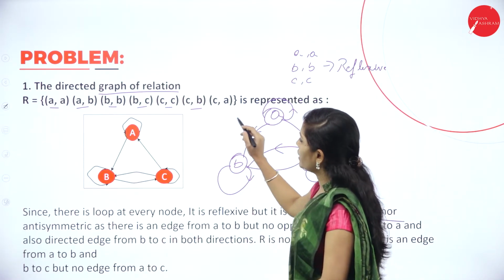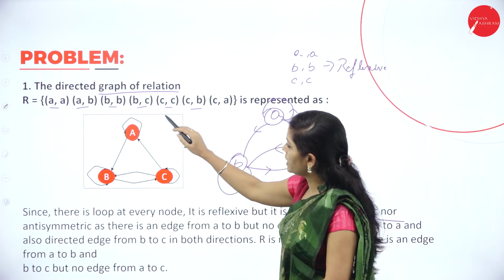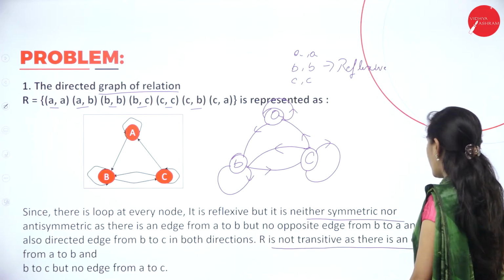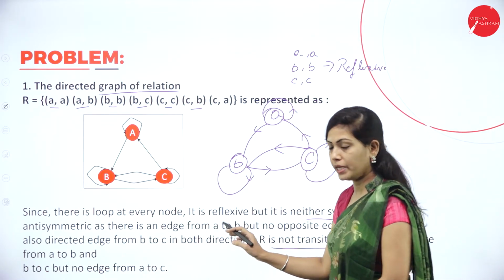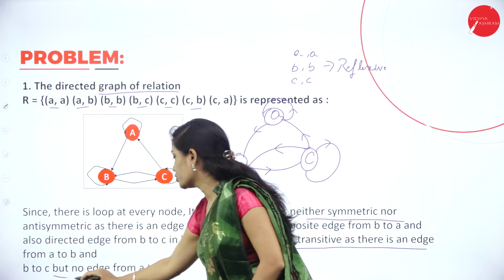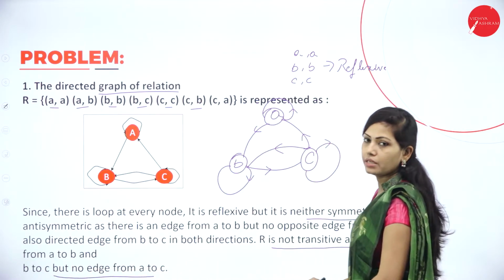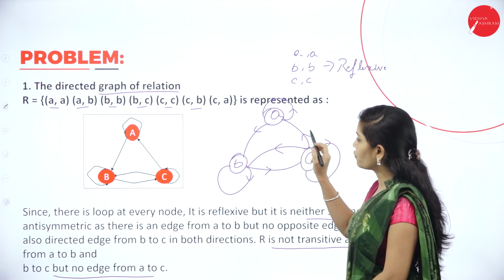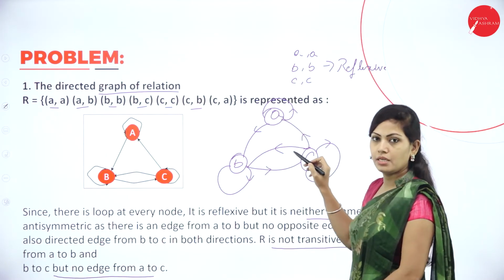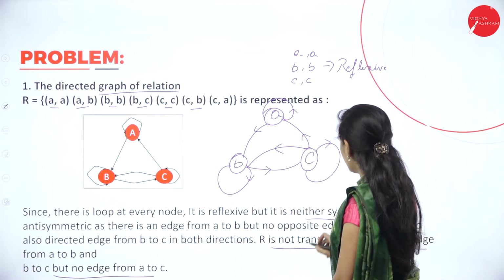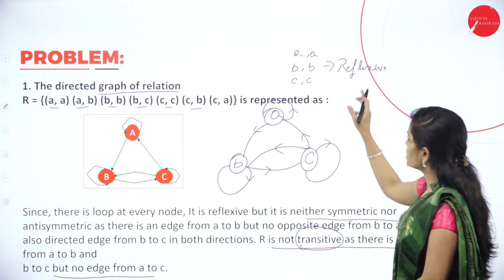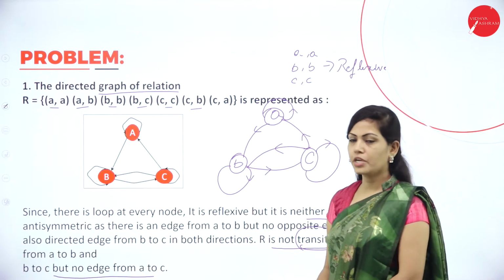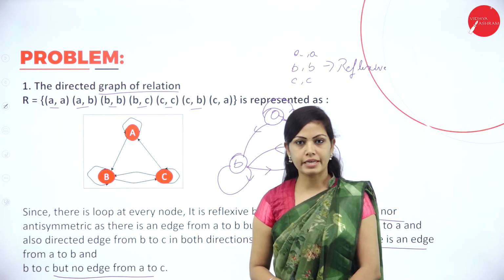And we have AB, BC and CA. R is not transitive as there is an edge from A to B and B to C, but no edge from A to C. We have A to B and B to C, but there is no edge from A to C. So it is not a transitive property. So it is reflexive and it is not transitive. So this is your directed graph.